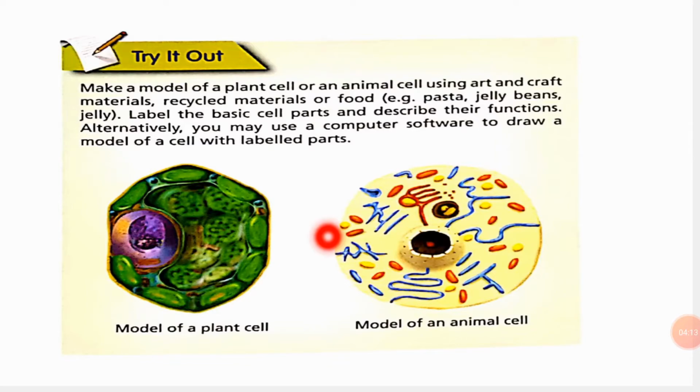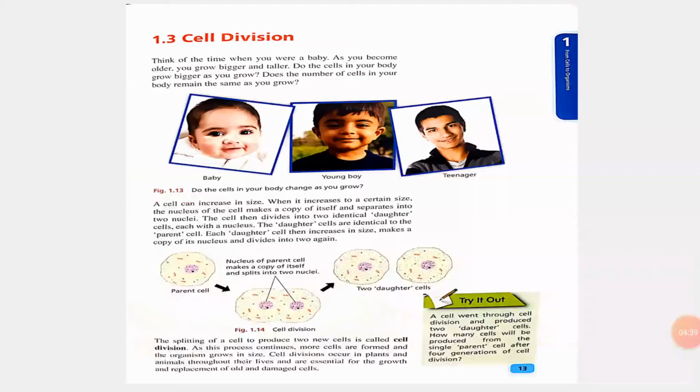According to this try it out, you can easily make the model of plant and animal cell by using your food items like pasta, jelly beans, jelly, etc. This will be more convenient to draw this model. You will feel fun during making this model. Okay, the next thing is about the cell division.